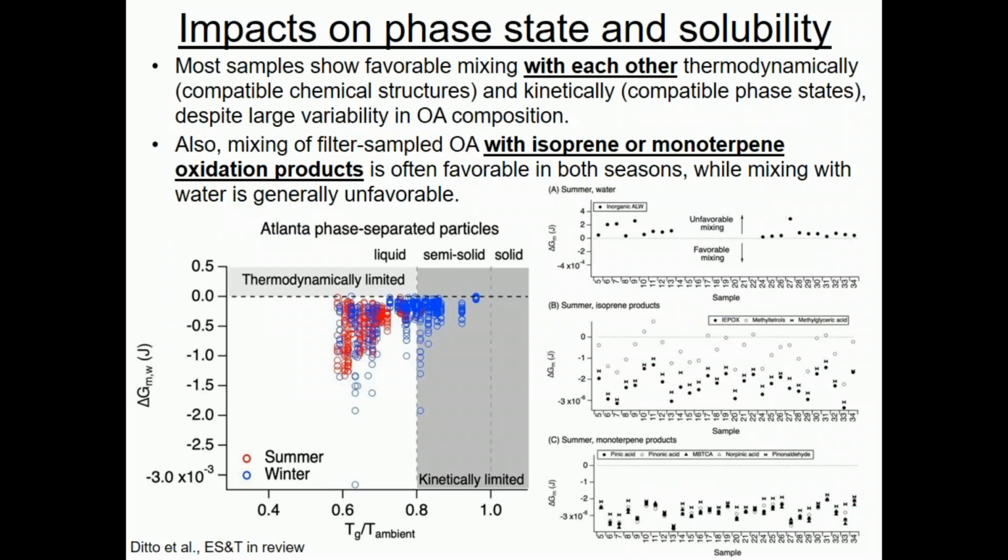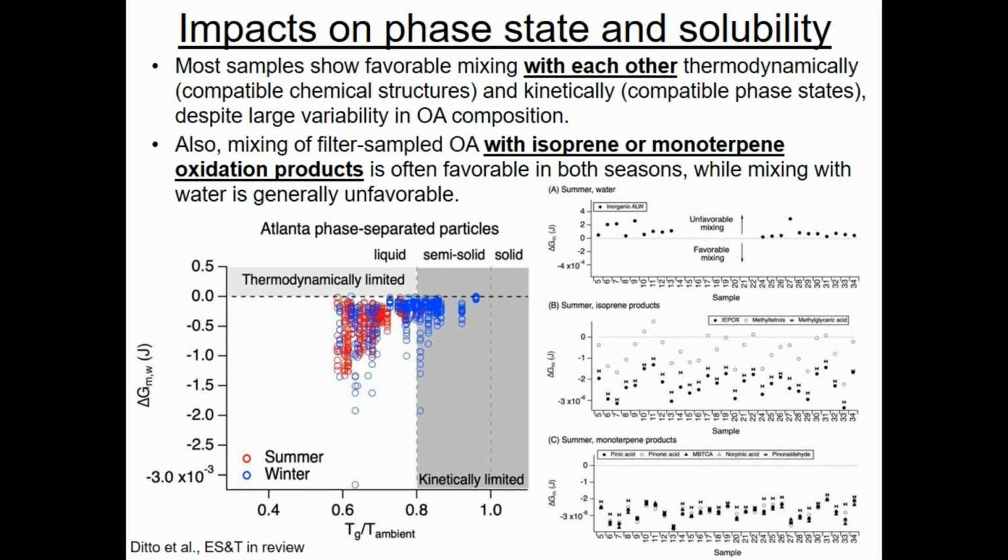So we extend this to miscibility, and first I'll point to this figure on the right. We were looking at, for Atlanta both summer and winter, mixing of the organic fraction with either inorganic aerosol liquid water, isoprene products, or monoterpene oxidation products. You can see in the summer, and we see the same result in the winter, we have unfavorable mixing conditions with inorganic aerosol liquid water, which leads us to believe that these are mostly phase separated between the organic fraction and the inorganic aerosol liquid water. And then for monoterpene products, we always have favorable mixing, and then for isoprene products, just for some of the methyl tetrols, some of the time we have unfavorable conditions.